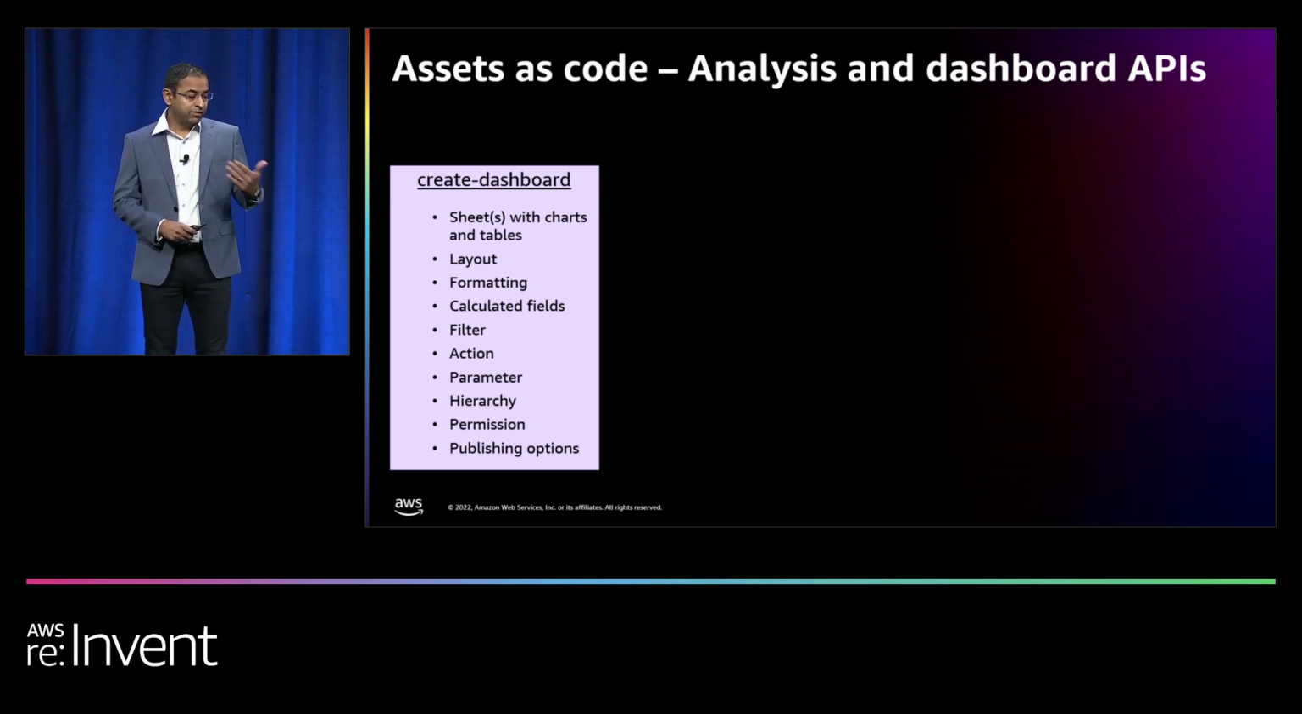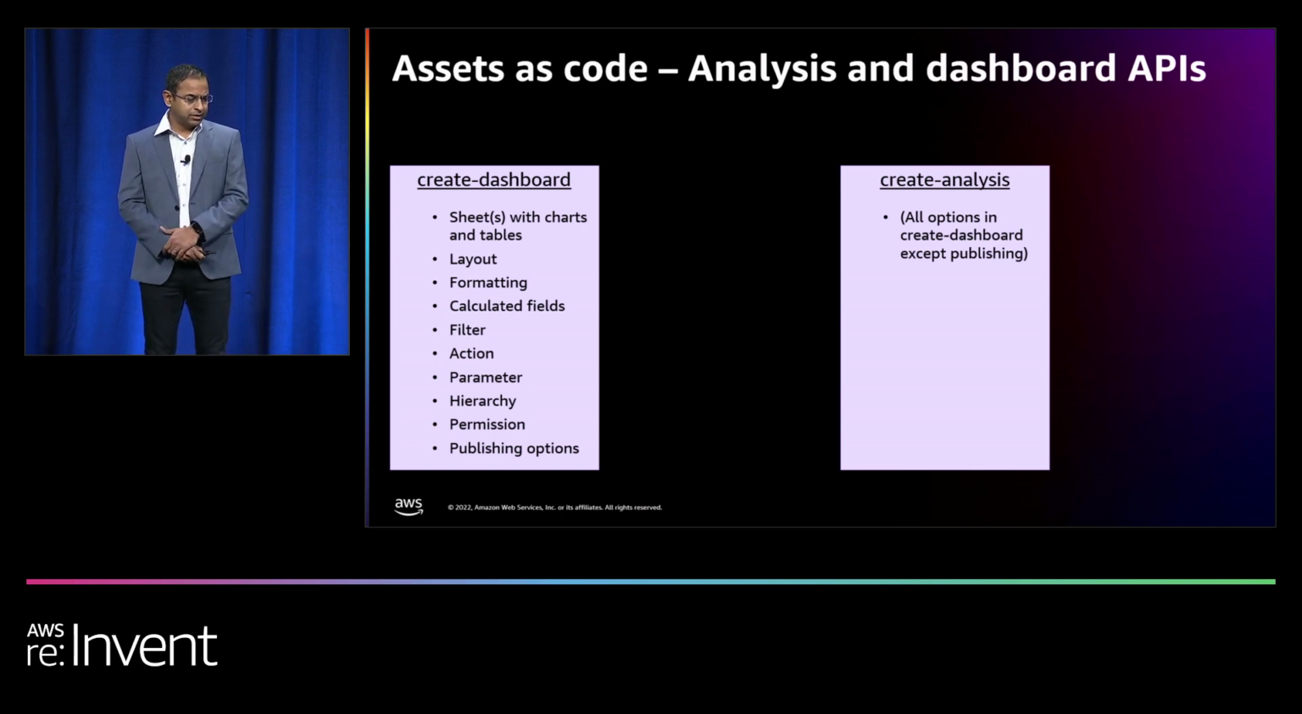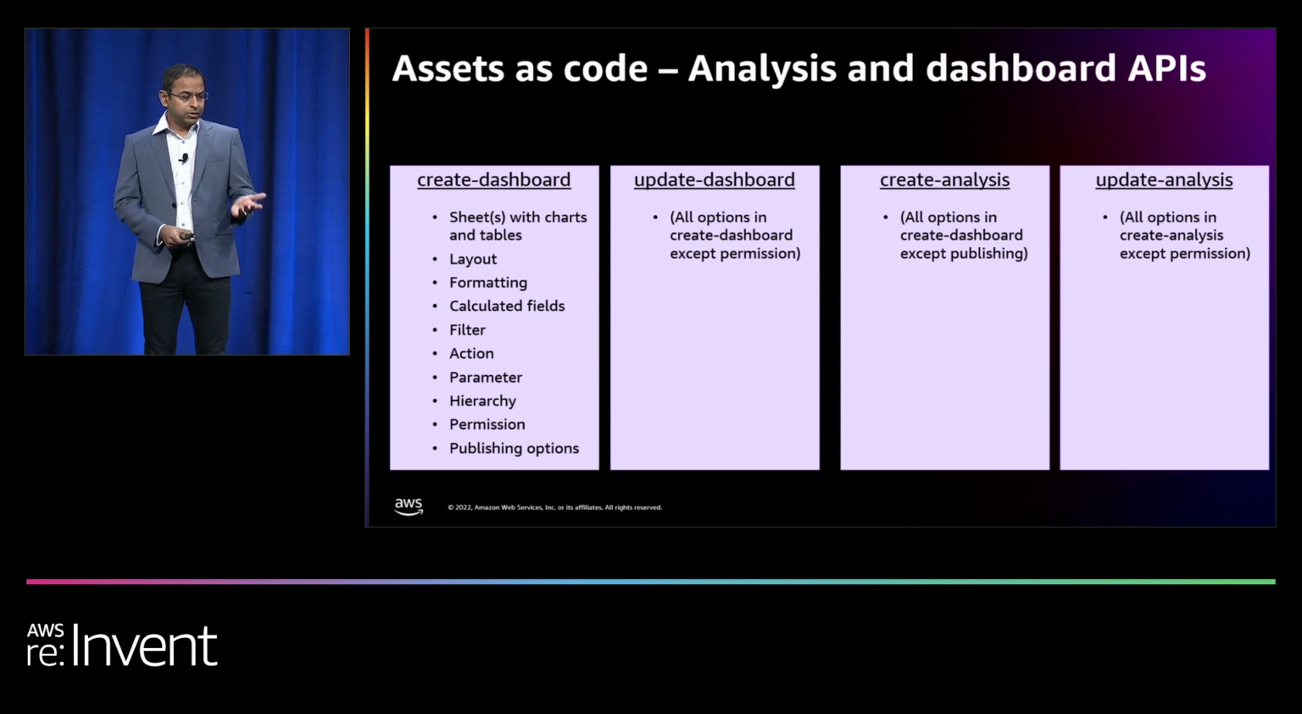You can define all of these: filter, action, calculated field, parameters, hierarchy. You can define in JSON structure within this create dashboard and run the CLI or API to create the dashboard without even touching the UI. And similarly, we have create analysis as well with the same options that you get in create dashboard, but it does not have any publishing option because analysis is an in-progress reporting layer, and dashboard is the end object which you share with your end users, and they can interact with their reader license. And similar to data source and data set, we do have also update dashboard and update analysis.